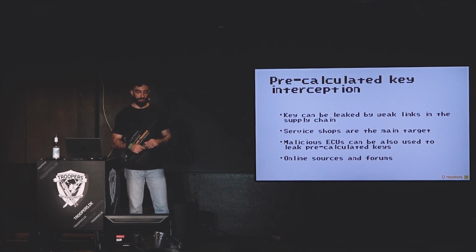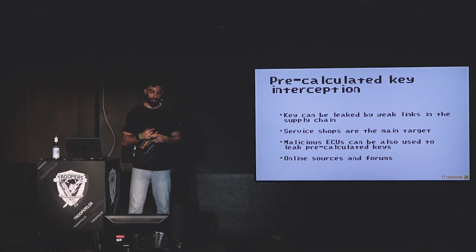The pre-calculated key interception can happen in many ways. As discussed, it can be by weak links in the supply chain. Service shops are the main targets of tampered ECUs. Malicious ECUs can also be used to leak pre-calculated keys. And of course, online sources and forums that might have somehow obtained these keys.